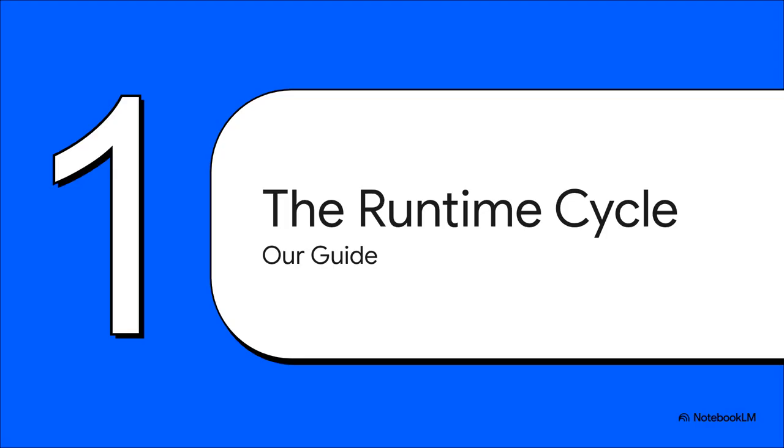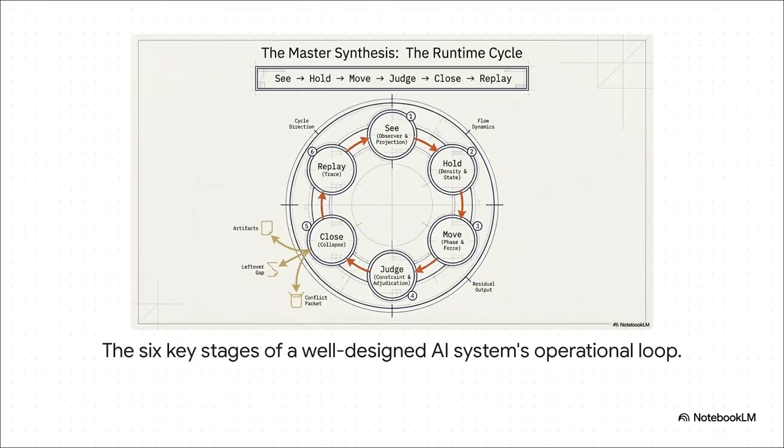Okay, so how do we actually start using this new language? Well, the framework gives us a map, a guide called the runtime cycle. This is going to be our narrative backbone, the fundamental loop of operations for any AI system that's designed this way. And here is that cycle. Pretty simple, right? It's got 6 key stages: see, hold, move, judge, close, and replay. We're going to walk through each and every one of these to build out this powerful new vocabulary piece by piece.